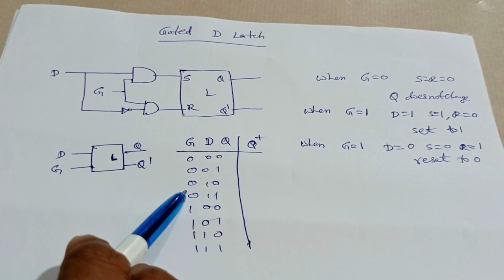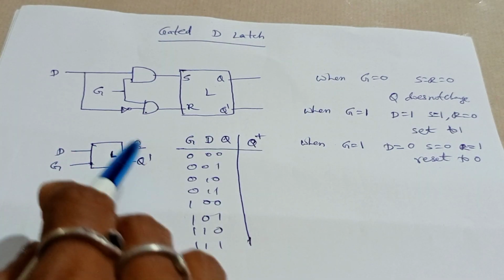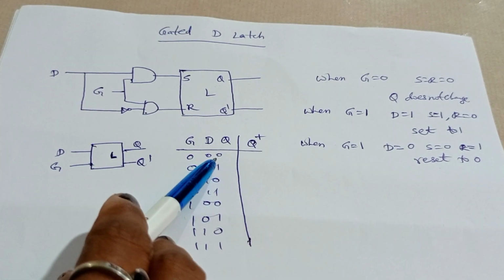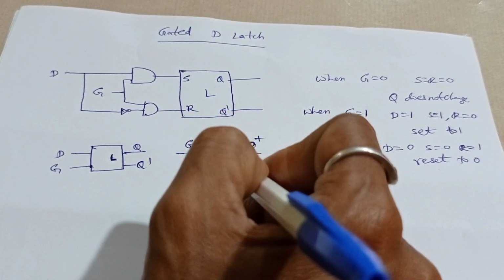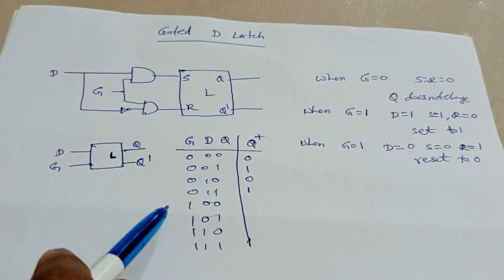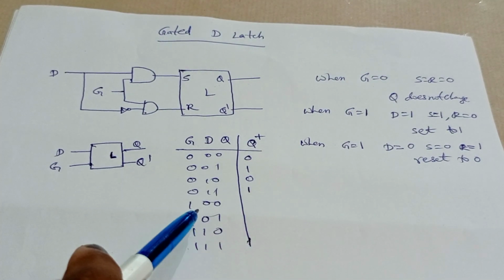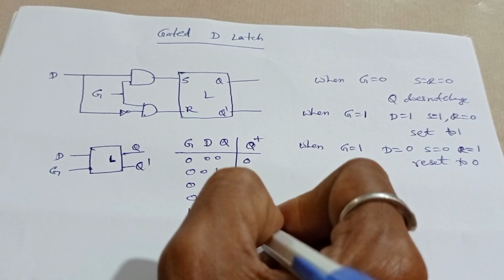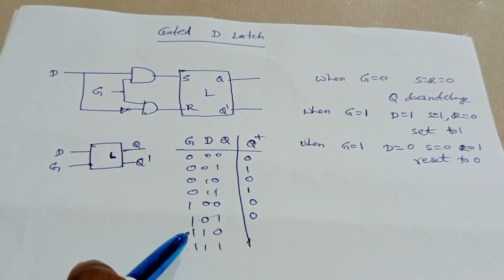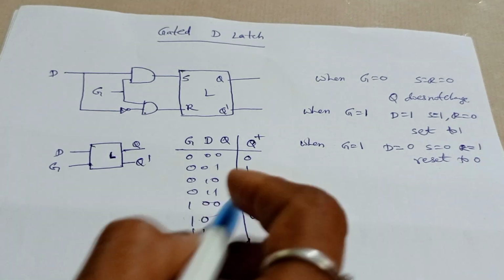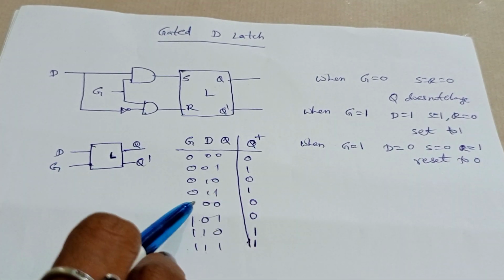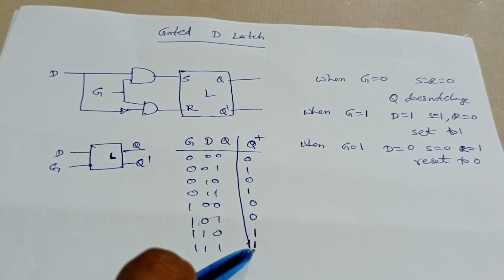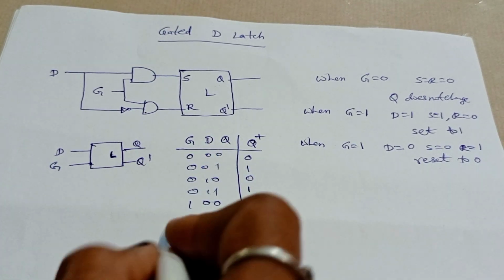When G is equal to 0, that means this latch is holding the Q output. So what is Q here? 0, 1, 0, 1. So the next state becomes the same, that is it is holding. When G is equal to 1, now we'll check D. When D is 0, then it will be reset, and the output is 0. When D is equal to 1, that is set to 1. D0 means output is 0, reset. D1, output becomes 1, that is set. This is the truth table.